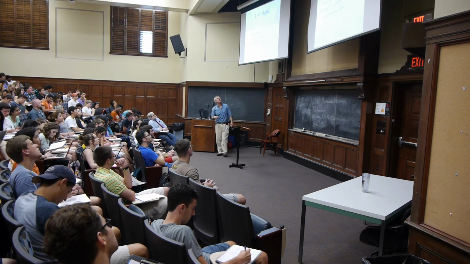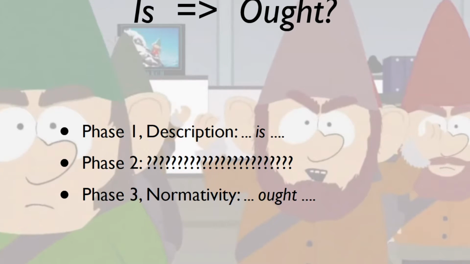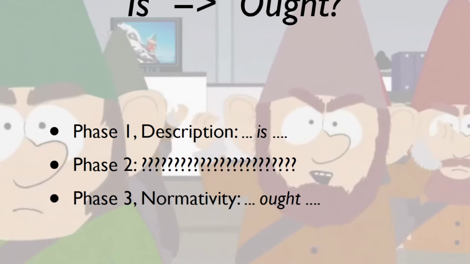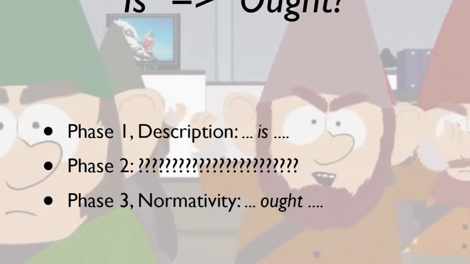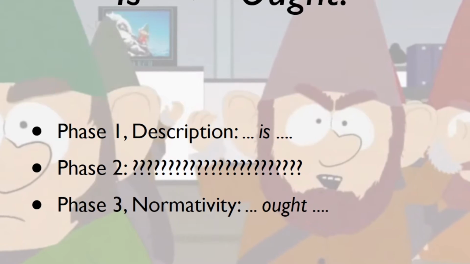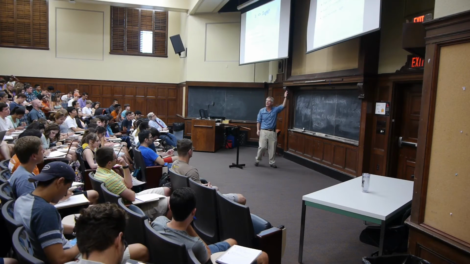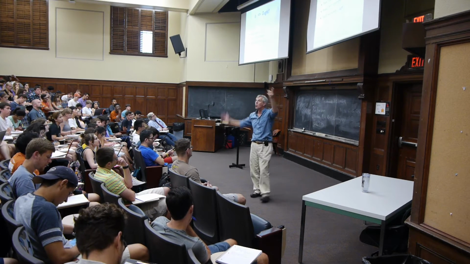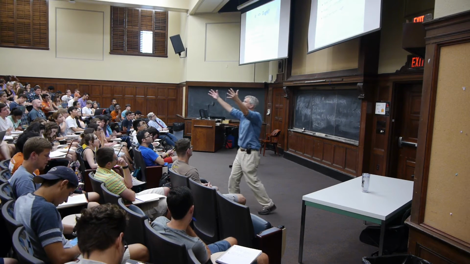Well, here's a way of thinking of it in South Park terms. Phase 1 is the description, the is. For example, it is a murder. Phase 2, question mark. Phase 3, something that is a normative judgment, like that is wrong, or you should not have done that. And the question is, what can be filled in by those question marks? What's phase 2? What gets us from the is to the ought?